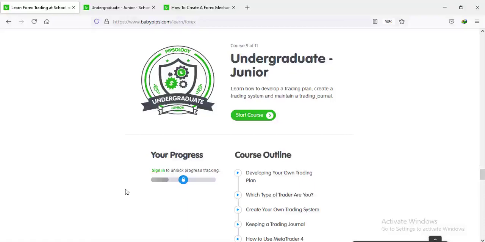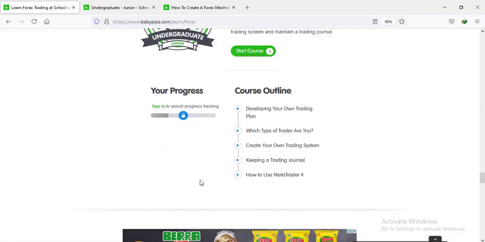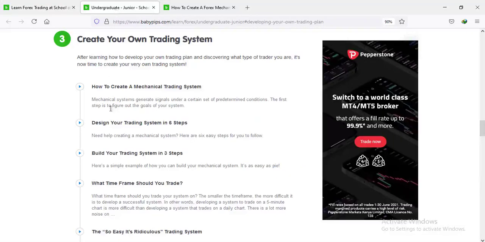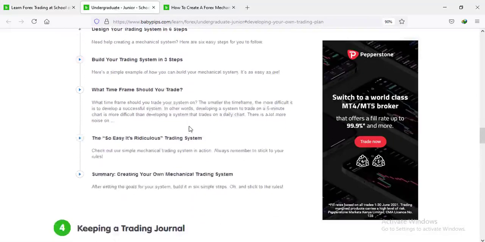For today we are on course 9 of 11, undergraduate junior, and we have concluded course outline 9.1, developing your own trading plan, and 9.2, which type of trader are you. Today we're going to continue from 9.3, create your own trading system. So let's dive right into 9.3. Here are the subtopics under 9.3.